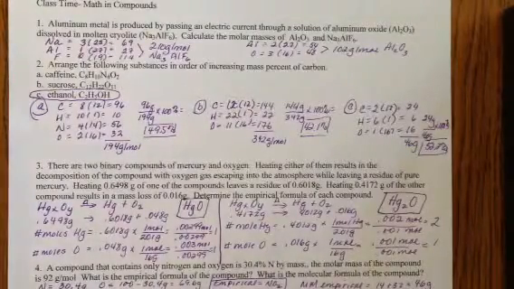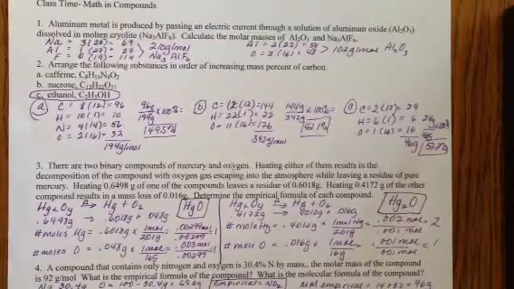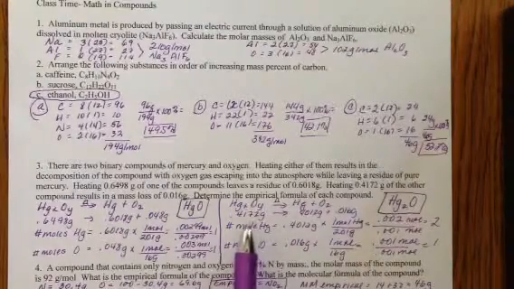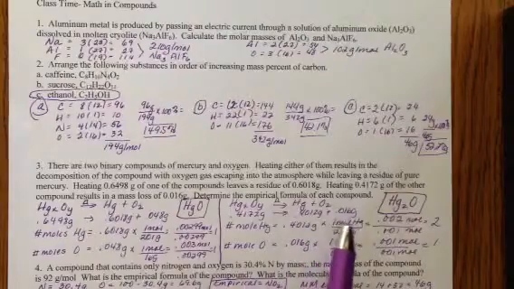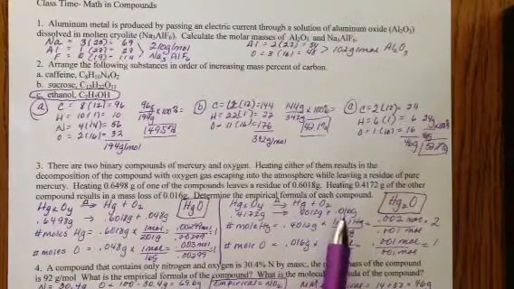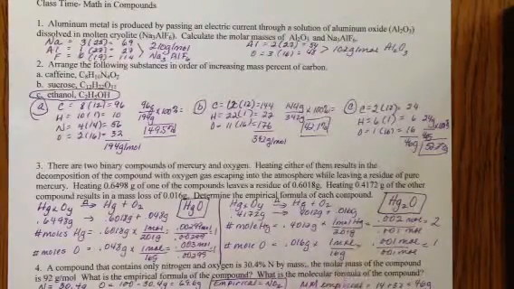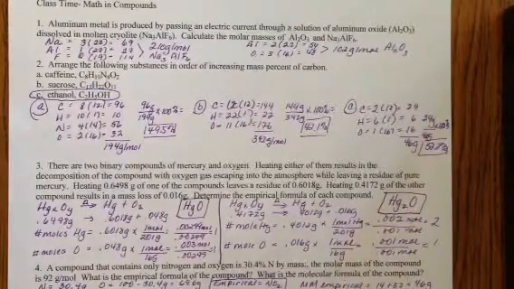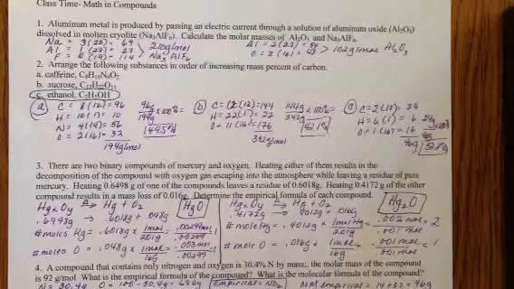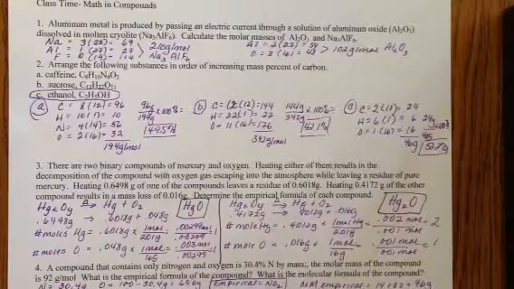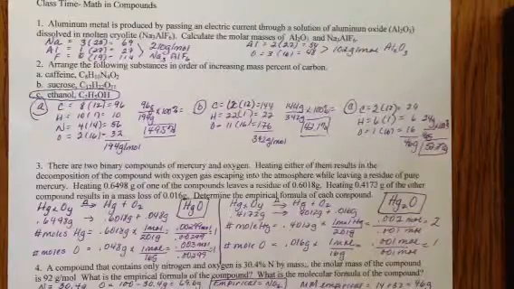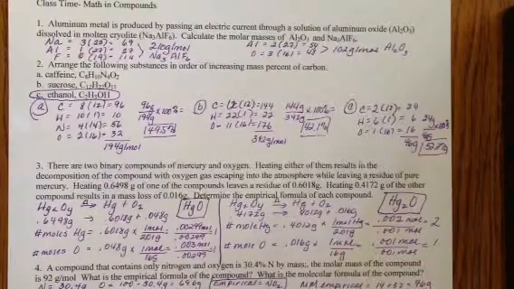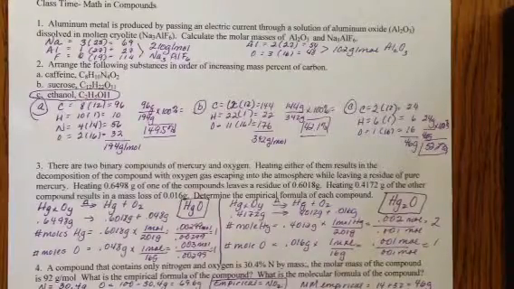And then in the second compound, they tell us that we start out with this much, and they tell us the oxygen residue that they found was 0.016 grams. And I did the exact same thing there, and this time I found out that the ratio between the mercury and the oxygen is twice as many moles of mercury as there were of oxygen. Therefore, the empirical formula is Hg2O.